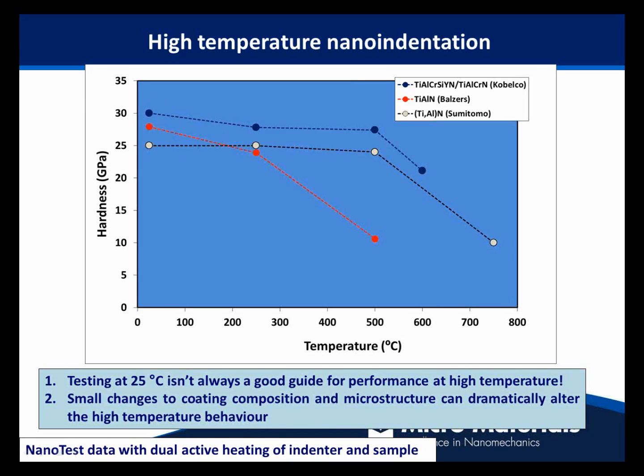So you can see where the high temperature nano-indentation can provide access to some really reliable data, which allows you then to understand the high temperature mechanical properties. And if you were to do a cutting tool test where your test temperature would be 500 degrees or more due to frictional heating, then really this is the important hardness of the coating. It's not so critical what it does at room temperature. In terms of its wear performance in the application, it's the high temperature mechanical properties that are more important. So testing at room temperature isn't always a good guide for performance at high temperature. It's good for characterization, but not necessarily for performance optimization.